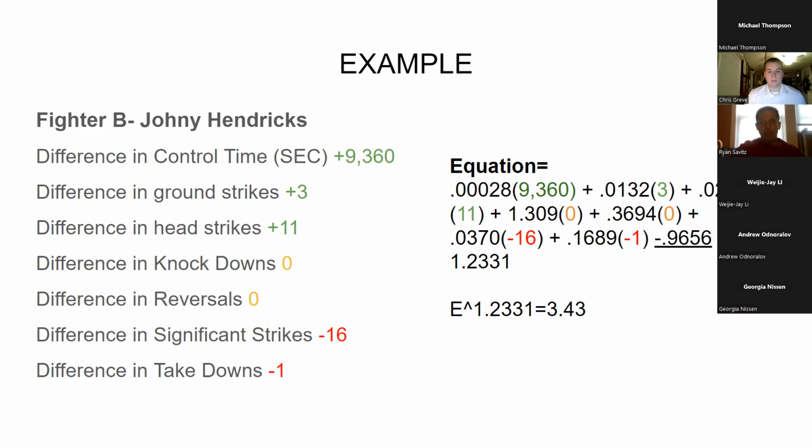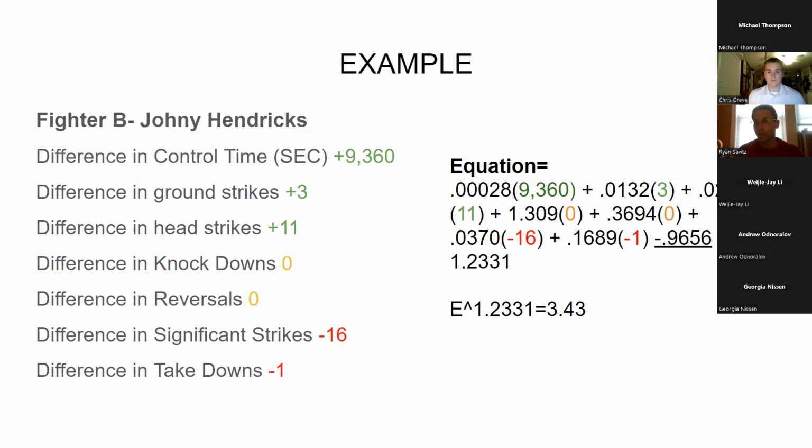Yeah, so if we take a look at the equation here, this is the stepwise logistic regression that we came up with a few slides ago. And we plugged in the values for Johnny Hendricks into that equation, 9360 for difference in control time, 3 for difference in ground strikes, etc. And we crunched the numbers, and we came up with 1.2331. Now, again, not super straightforward to interpret that, since we're dealing with a logistic regression. So we have to exponentiate it.